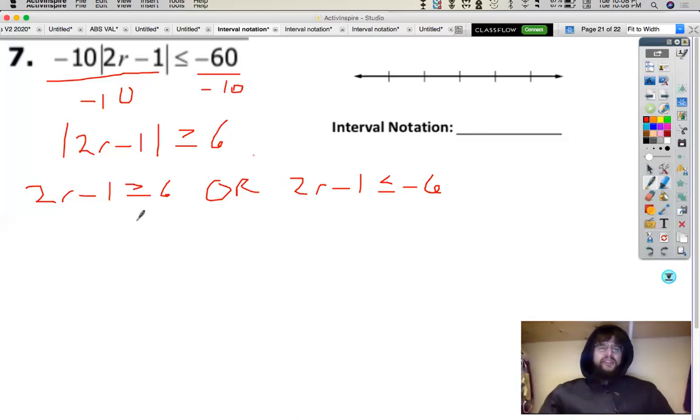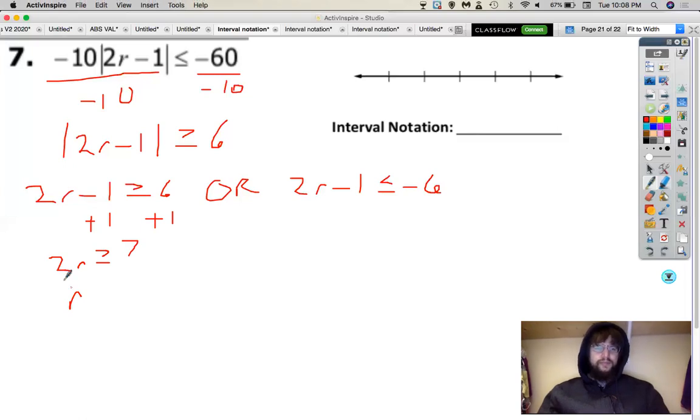All right, let's solve these things. Oh, mean fractions. 2r is greater than or equal to 7. Divide by 2. r is greater than or equal to 7/2. Did not flip because I did not divide by a negative.